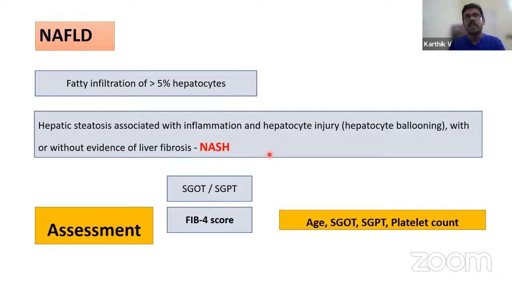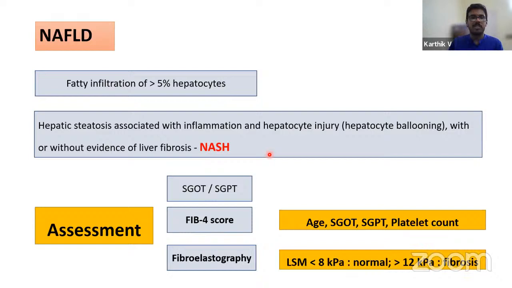Then also you can do the fibroelastography, where you get an idea regarding the stiffness of the liver, which is a surrogate marker of liver fibrosis. A value more than 12 is suggestive of fibrosis, and less than 8 is normal. So this is the FIB-4 calculator.